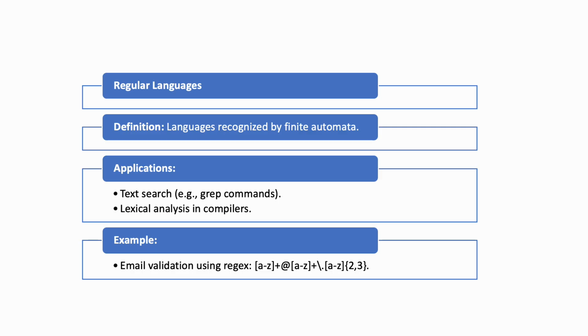Regular languages. The definition: regular languages are recognized by finite automata. Applications: text search, the grep command, lexical analysis in compilers, email validation using regular expressions, and the regular expressions are given here. What are regular languages? Let's look into this in our continuing example of password. Imagine you're building a program to validate user inputs like passwords, as mentioned earlier, or email addresses for a new app you're developing. And continue with David.